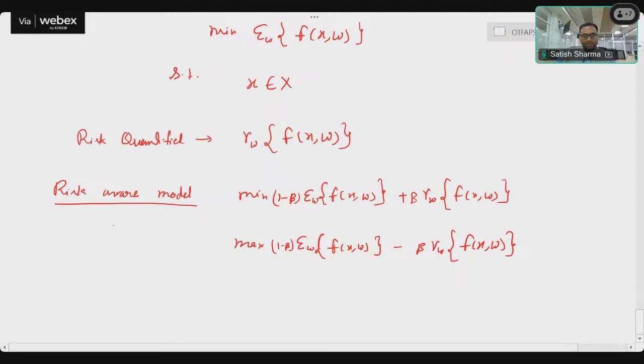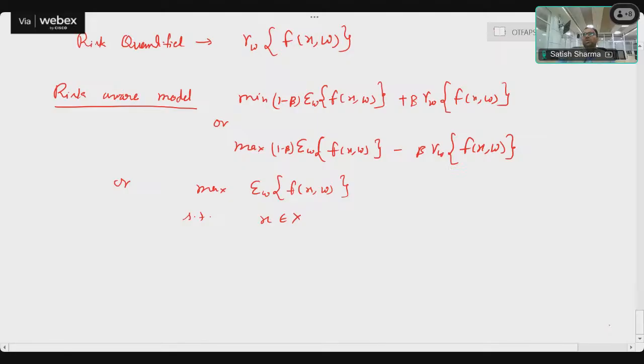So let's say I can write down maximization of the expected value of the function value, subject to x, which was already defined. So this is a trade-off solution between the above two formulations. With this beta value, we have a certain trade-off between whether we want to optimize more towards the risk value or more towards the cost or profit values.